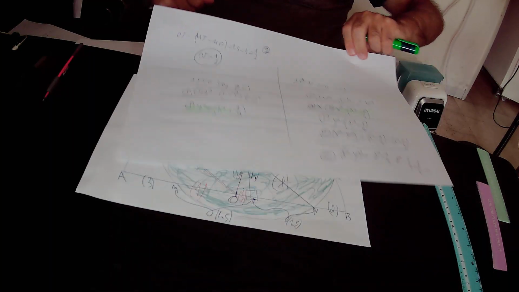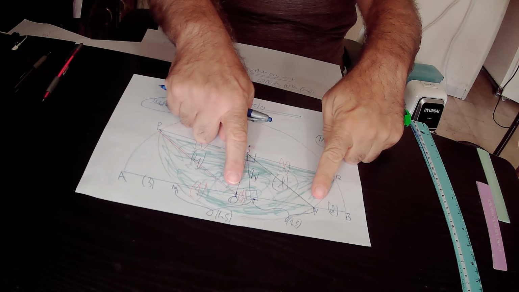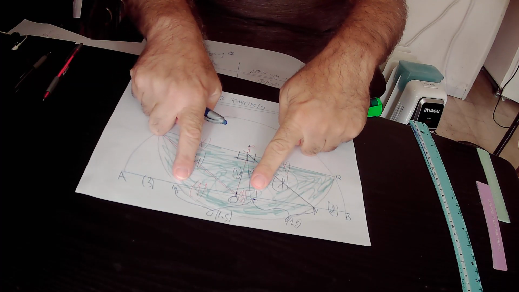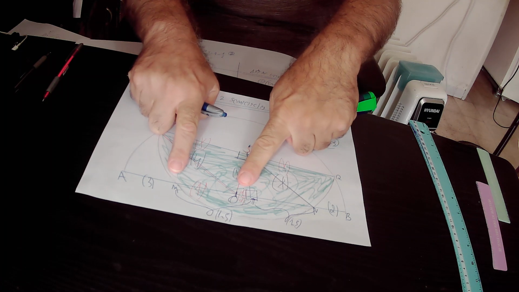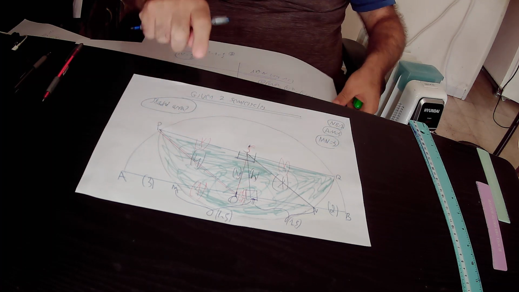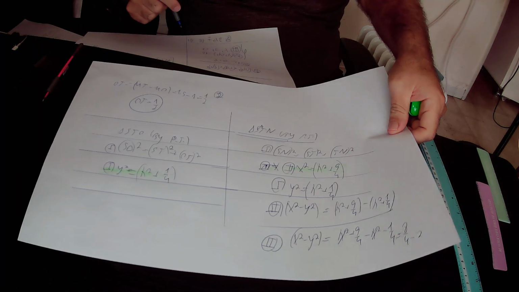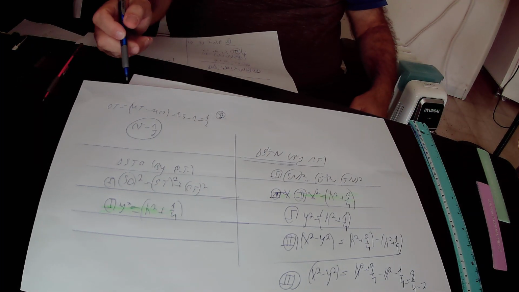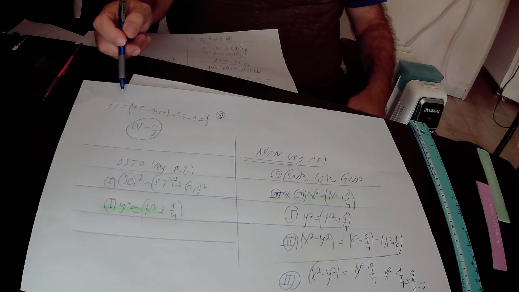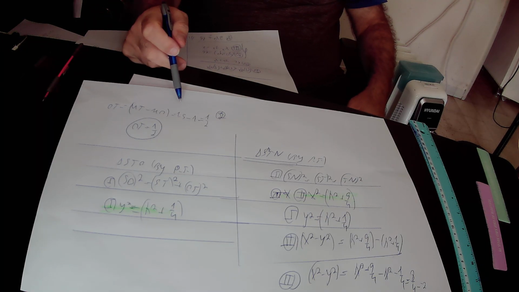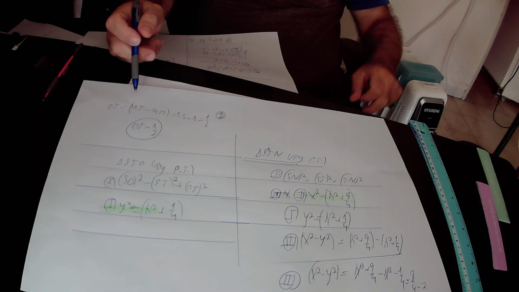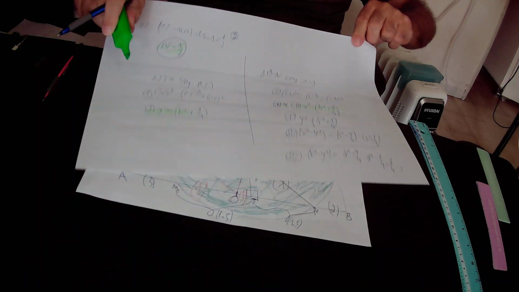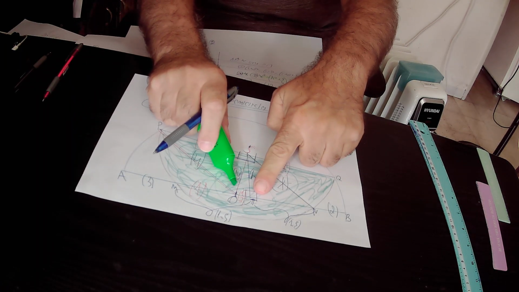MT is 1.5 and OM is 1. So in total, the short line segment OT must be equal to 1.5 minus 1, that is 1 half. So OT equals 1 half unit in its length.